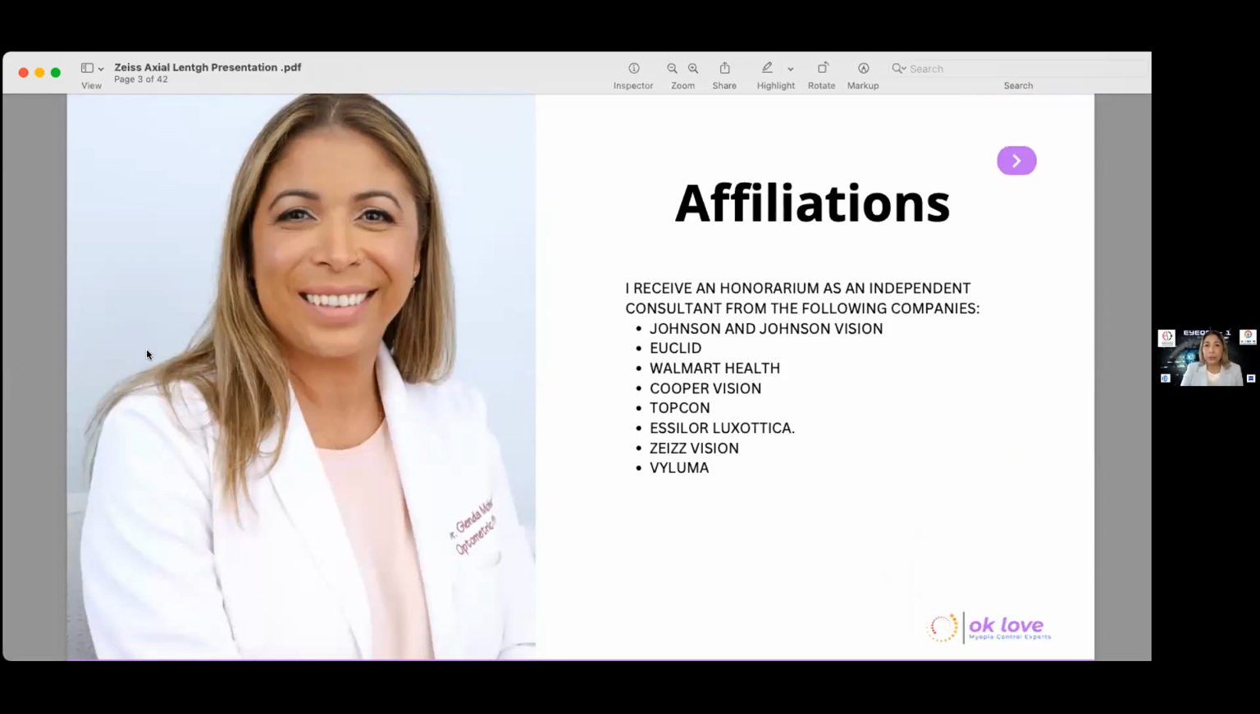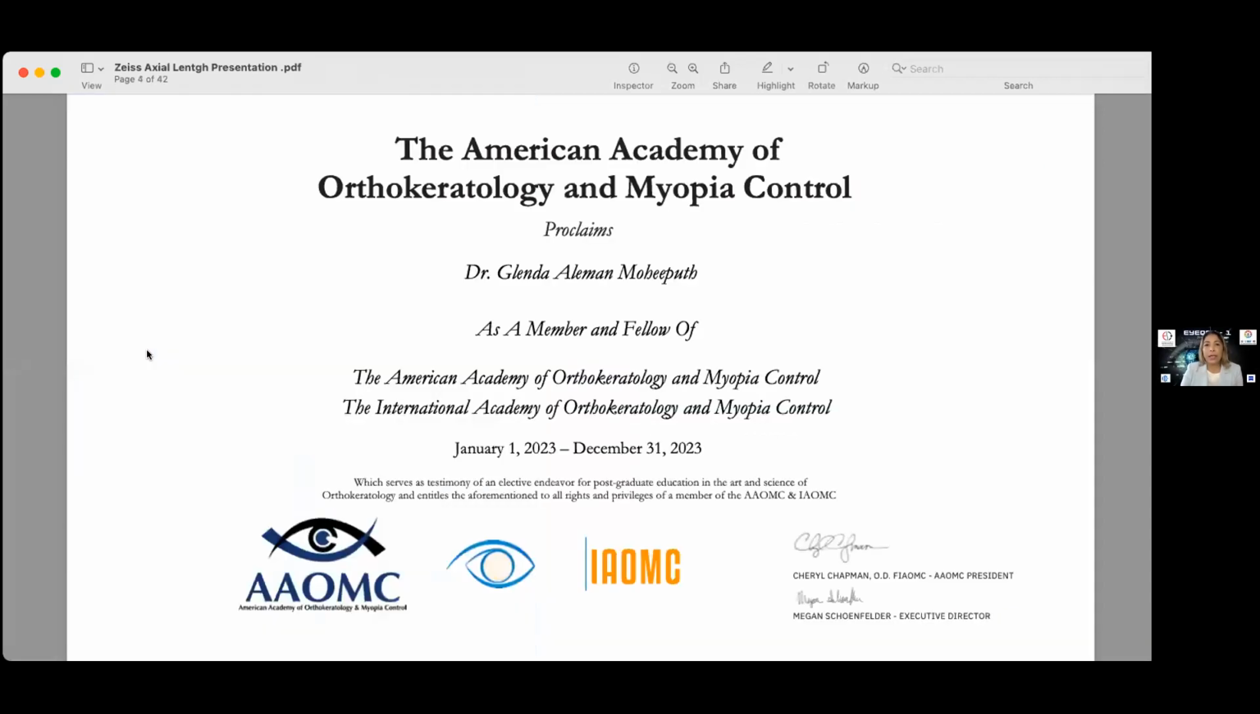These are my financial affiliations. I do consulting for several companies in the industry. And last, I'm very proud that I got my fellowship for the American Academy of Ortho and Myopia Control.